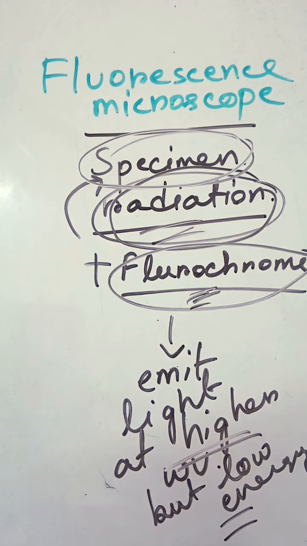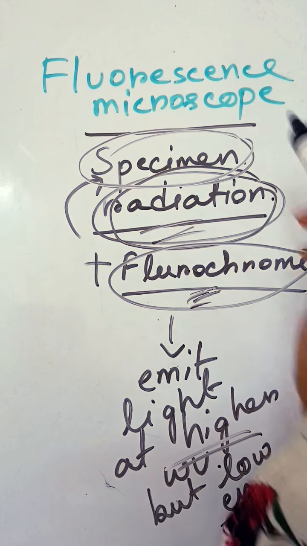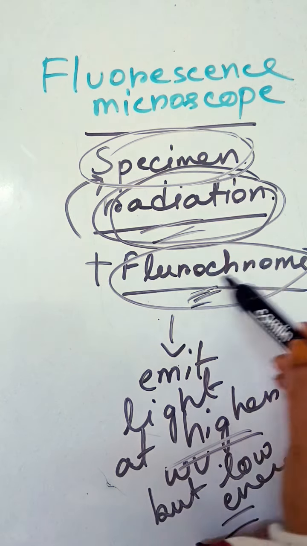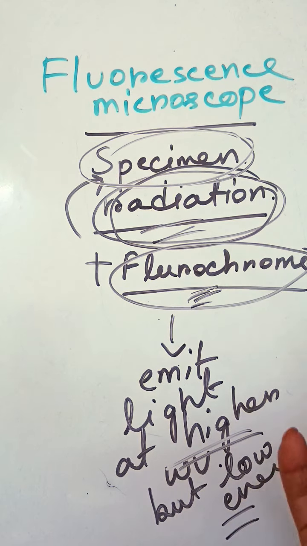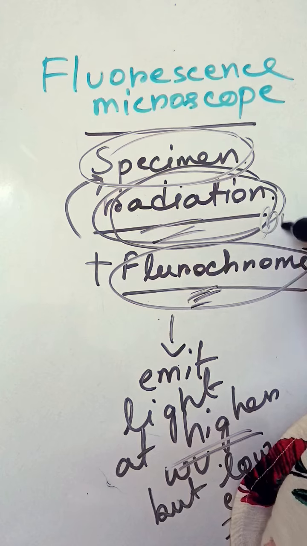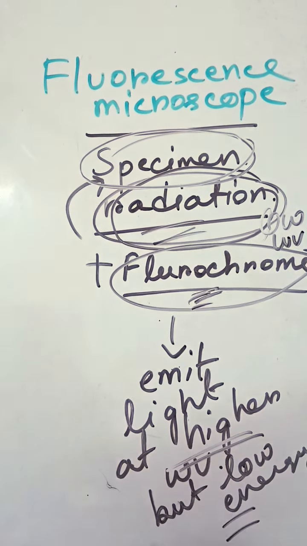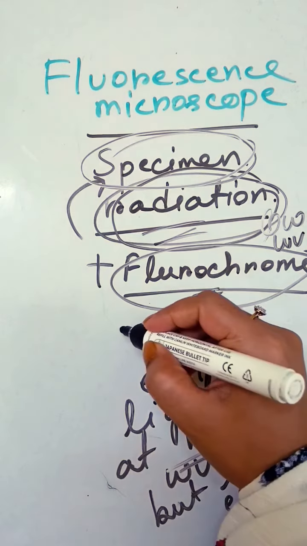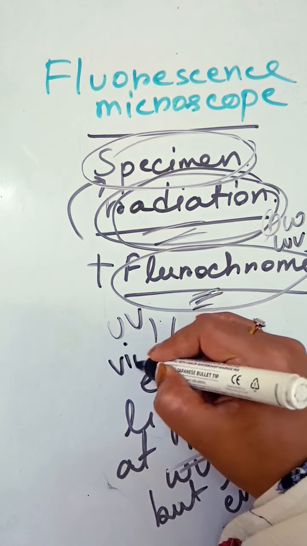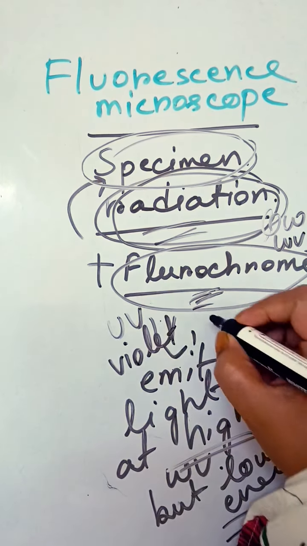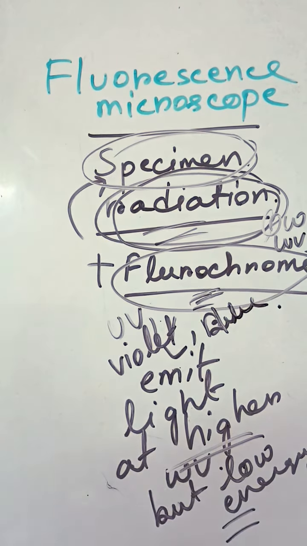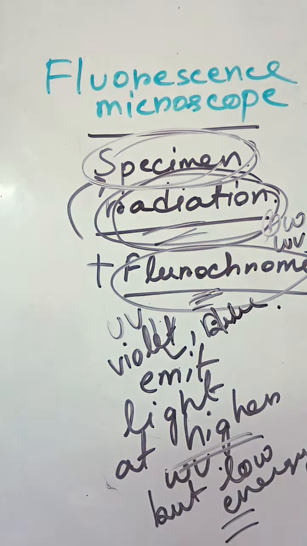In case of detection of pathogenic bacteria, fluorescence microscopy is used very much. So the principle is they will absorb a radiation energy which is very high in terms of energy but low in wavelength, and emit the light at a very high wavelength with a low energy. Usually UV light, violet light, or blue light is used to excite the specimen.